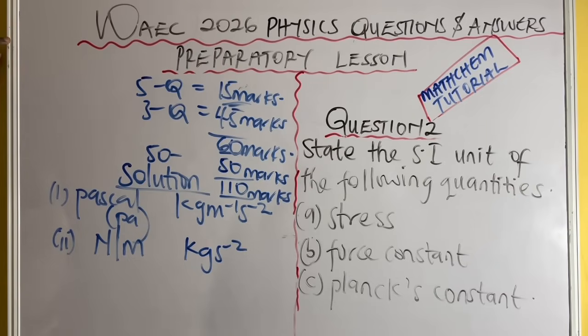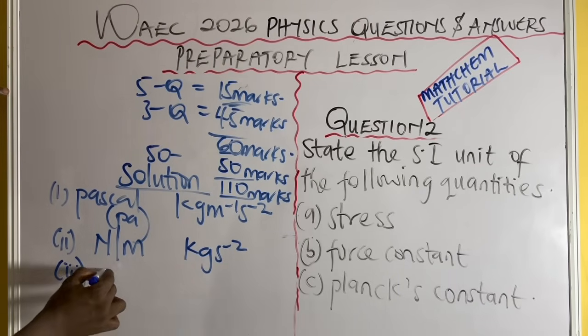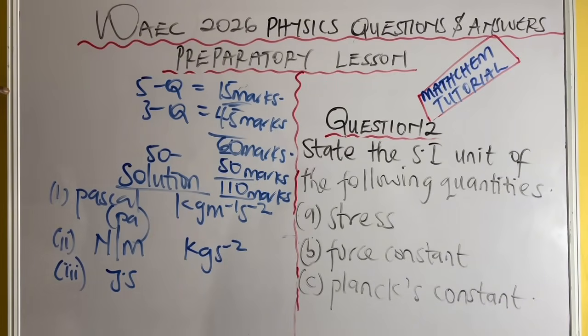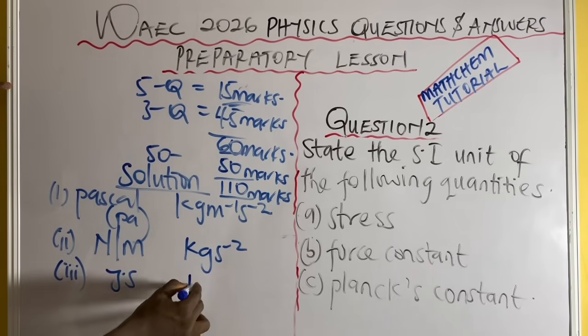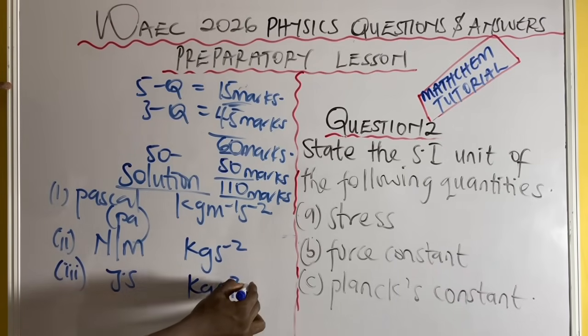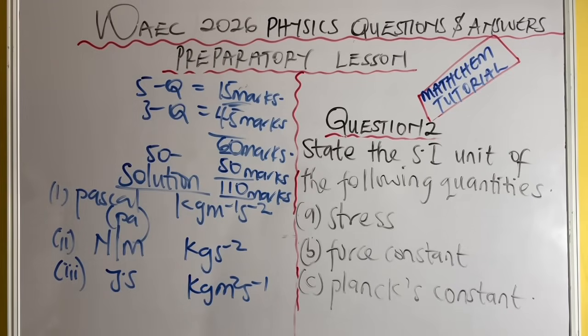Kilogram per second squared. So for the third one, that's the Planck constant. Planck constant is joule seconds, or joule multiplied by seconds. Joule is heat or energy, so joule seconds. The unit is also known as kilogram meter squared per second. So that's the answer for question number 2.